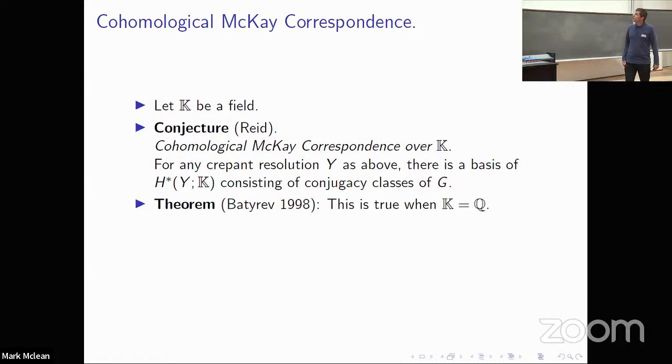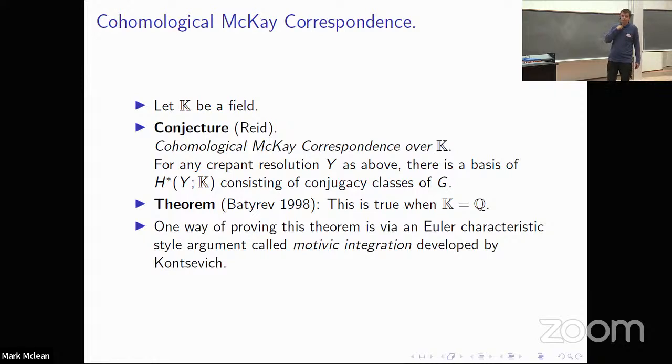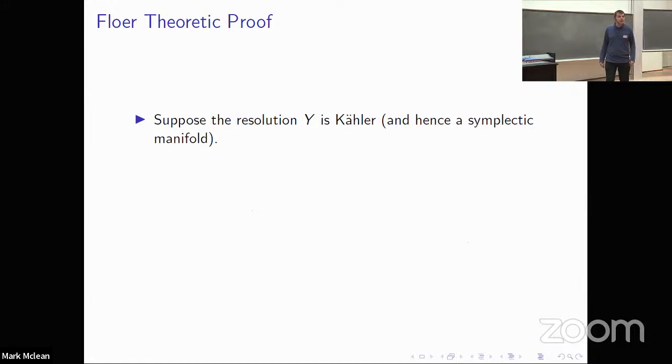Batyrev showed that this conjecture is true when K is Q. There's a proof of this theorem by Batyrev using something called motivic integration, which is a very fancy Euler characteristic style argument. The reason I'm mentioning this is because I think there's some loose connection between Floer theory and this motivic integration, and so this is why I want to mention it here. Okay, so what I want to do is understand this Floer theoretically.